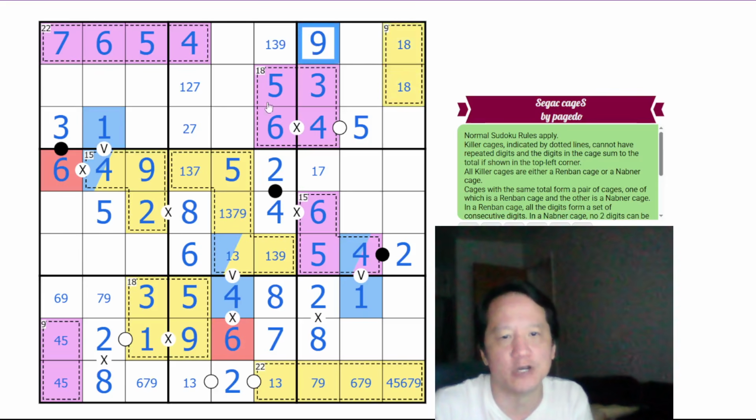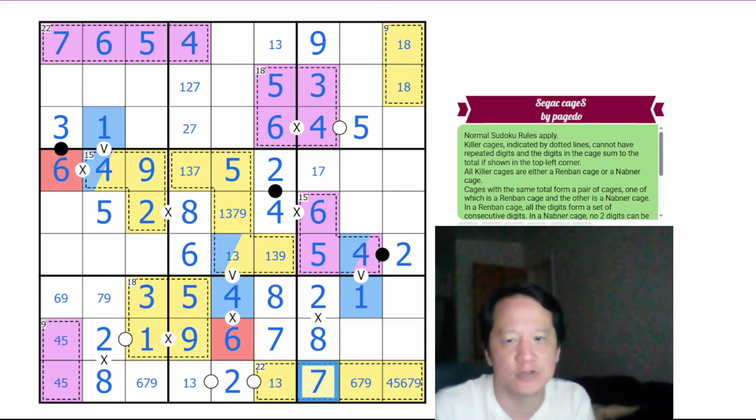This can't be 1, it's 9, which means this can't be 9. 9 eliminates 9 here, so it's 7, which means this can't be 7, that's 1, which means this can't be 1. 7 is here, and it's on a Nabner cage, so nothing consecutive with it can be on the cage. So this cannot be 6, this is 9.